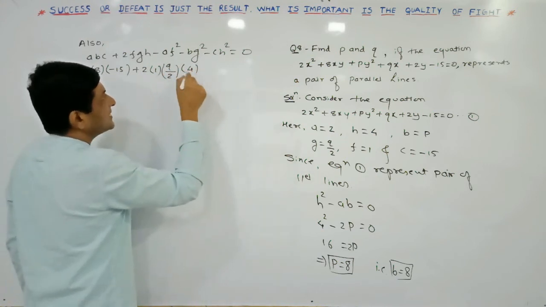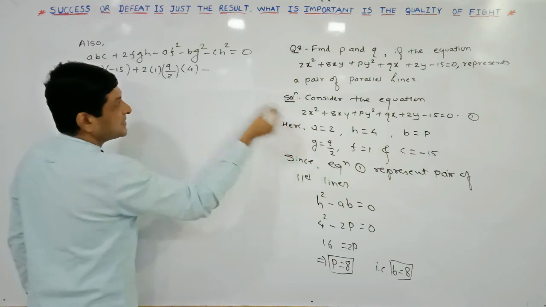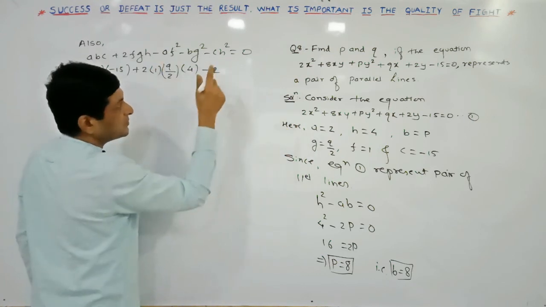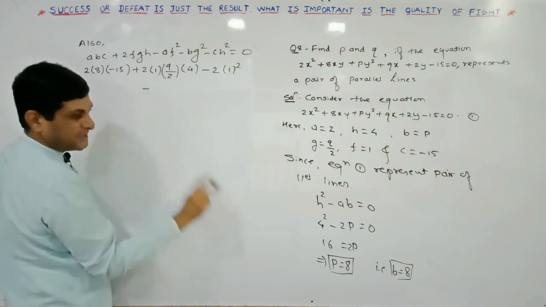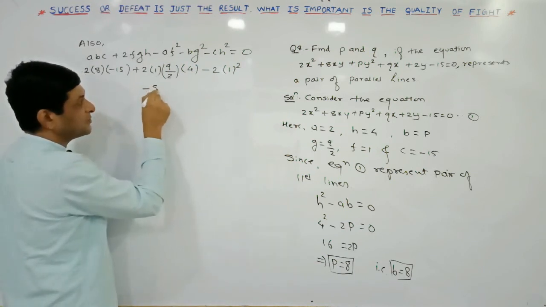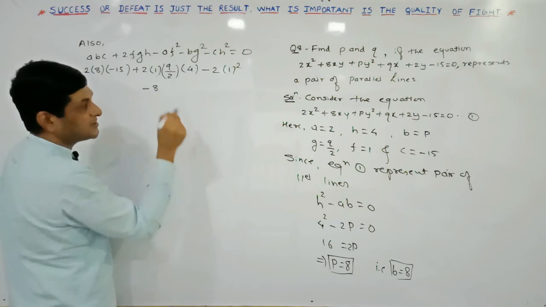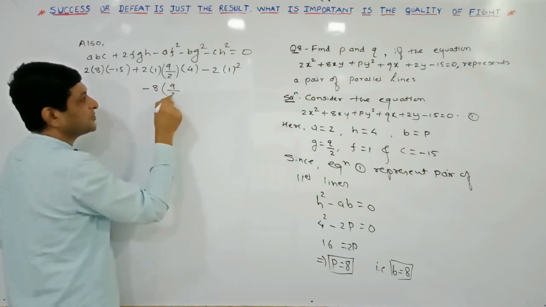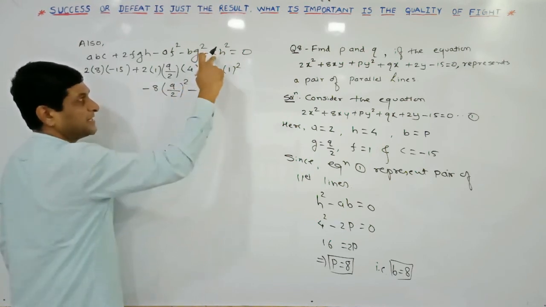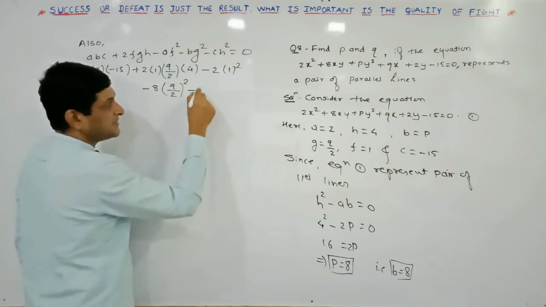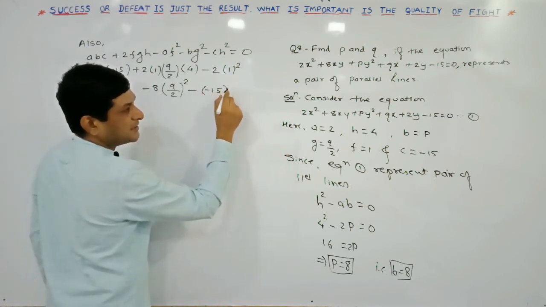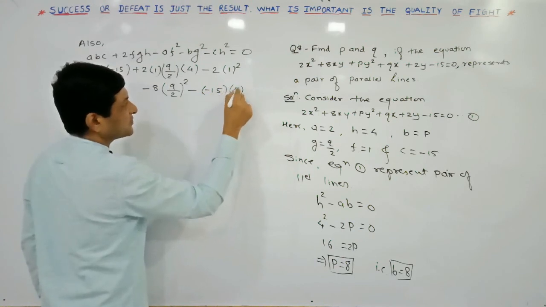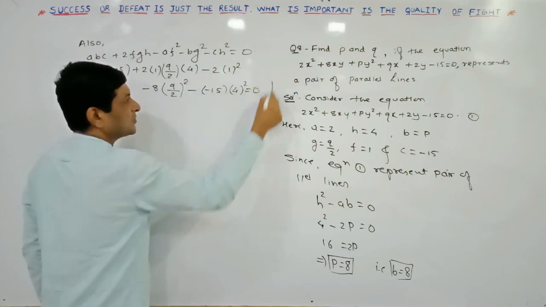4, minus af square. A is equal to 2 and f is equal to 1, so af square minus bg square. B, just now we have got the value of b is equal to 8 and g is equal to q by 2. So q by 2, keep square as it is, minus last term is ch square. C is equal to minus 15 and h is equal to what? 4. So 4 square h square is equal to 0. Keep it as it is.